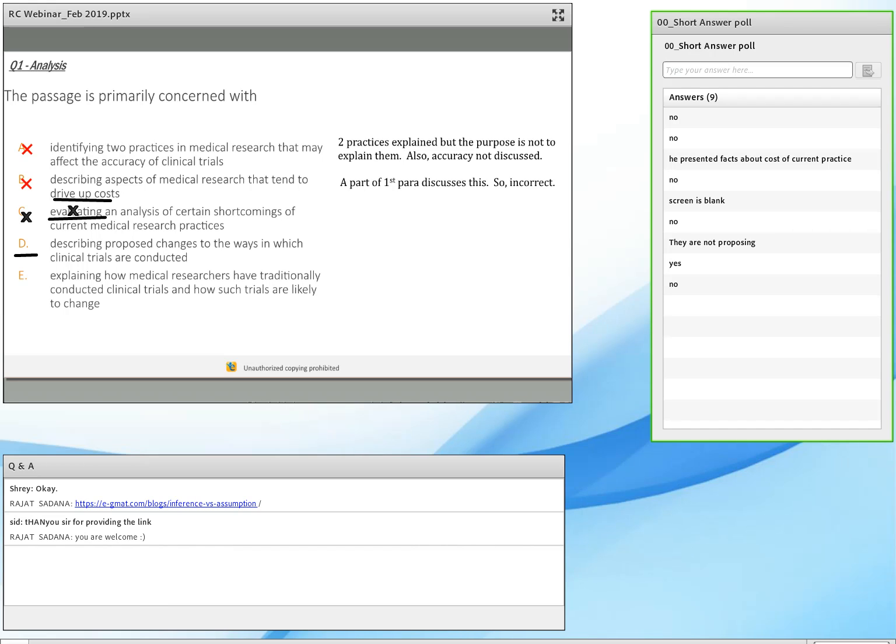Okay, choice C we've already discussed over here. Okay, choice D is the correct one. Choice D says describing proposed changes. So we look at the two proposed changes. The author is describing those changes, and these changes are to the ways in which clinical trials are conducted. So the author says this is what the current practice is, this is what the changes are supposed to be. Okay, so he describes the proposed changes over here.